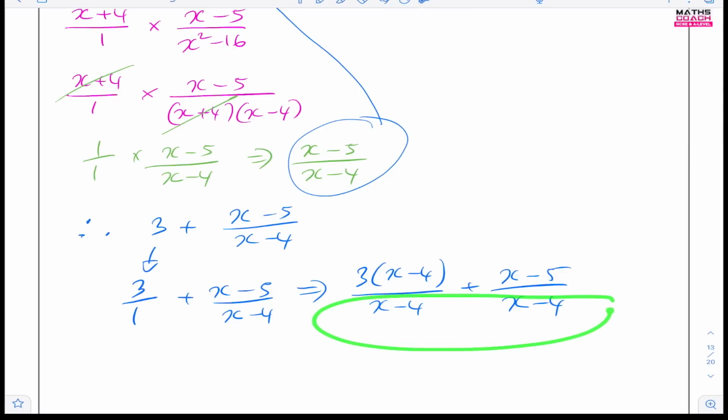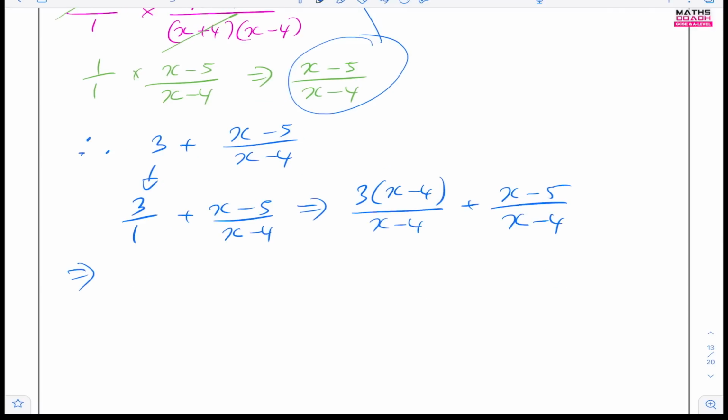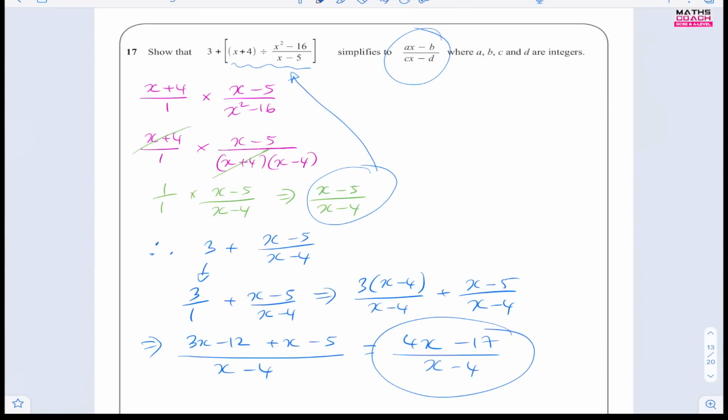Now we have the same denominator, we can just deal with the numerator by expanding it and then collecting all the like terms. So if we expand the bracket on the first fraction, we get 3x minus 12, and we get plus x minus 5, and then we get that all over the same denominator, which is x minus 4. Collect the like terms on the top, so 3x plus x is 4x, and minus 12 minus 5 is minus 17. So we get 4x minus 17 over x minus 4. And now we have our form that they wanted, which is ax minus b over cx minus d.